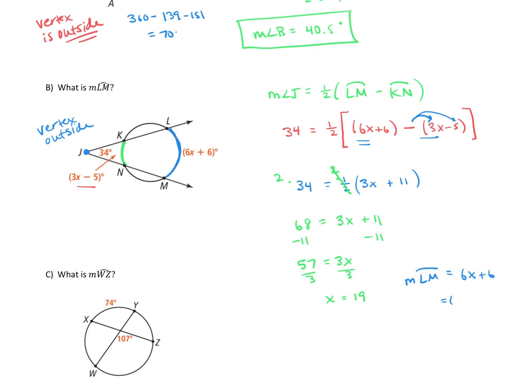So we'll do 6 times 19 plus 6. 6 times 19 is 114. Add 6 to that, and we get 120 degrees. So the measure of arc LM is 120 degrees.